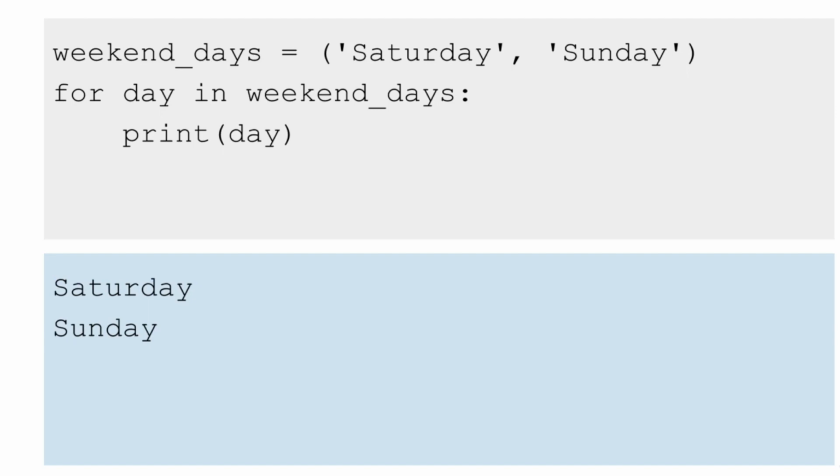First, a tuple is created. Next, we use a for loop just like we would with a list. This for loop simply prints each item in the tuple to the screen.